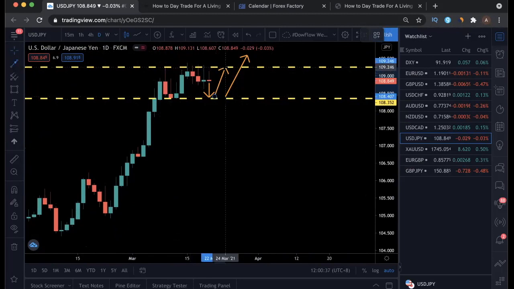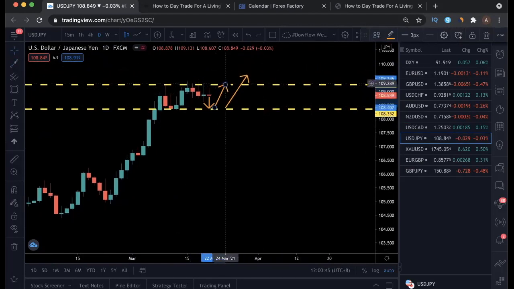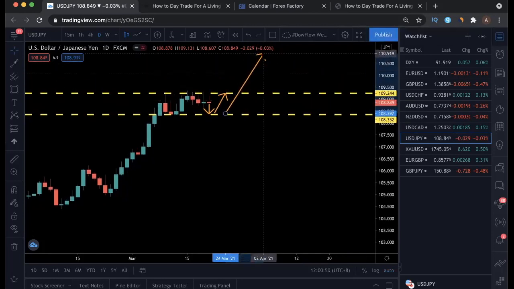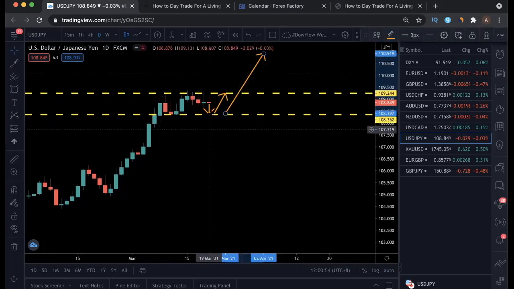What you can also consider doing is take the majority of your profits over here, maybe 80% of your profit, and leave 20% of your position size and hope that price breaks. Because if price breaks, it might trend very strongly and you're going to make a lot of money. Yes, you can consider that as well. But apart from these two levels, nothing much to say about the dollar yen.